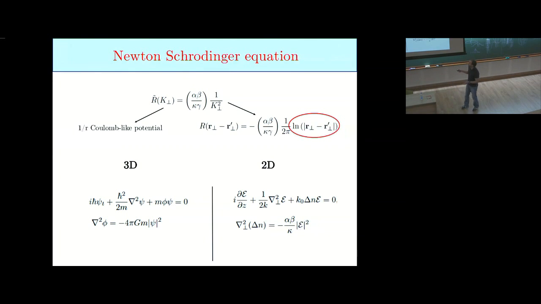Now, if I do another inverse Fourier transform to figure out what I have in 3D, I get a 1 over r Coulomb-like potential, which is what gravity does. But if I do it in 2D in my system, I end up with something awful. It's completely unphysical. I end up with this logarithmic function. So it doesn't decay as 1 over r.